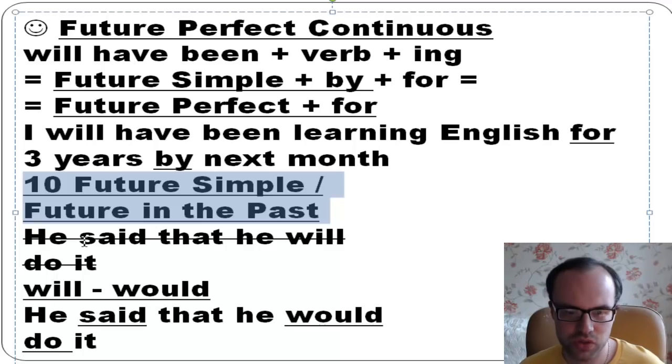Yeah, he said that he will do it. Please don't say it this way. It's incorrect because we changed will to would. So he said that he would do it.